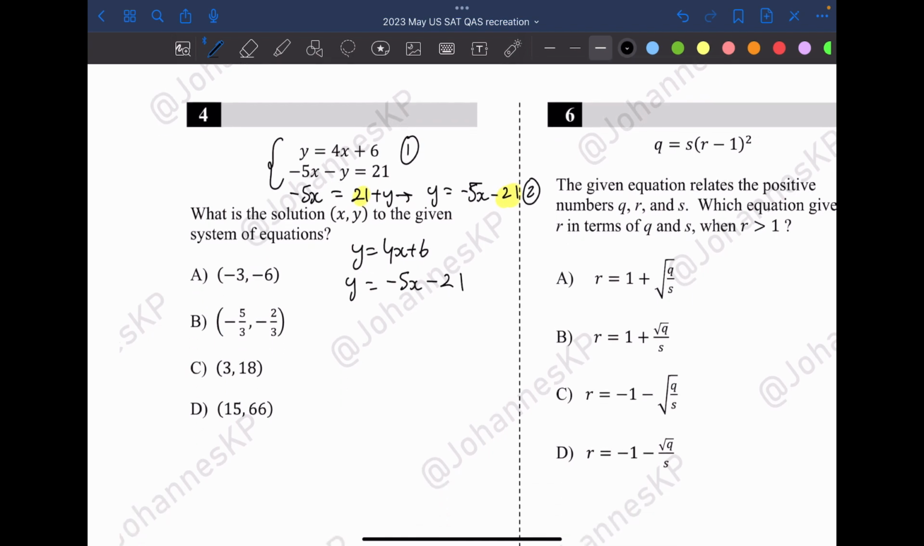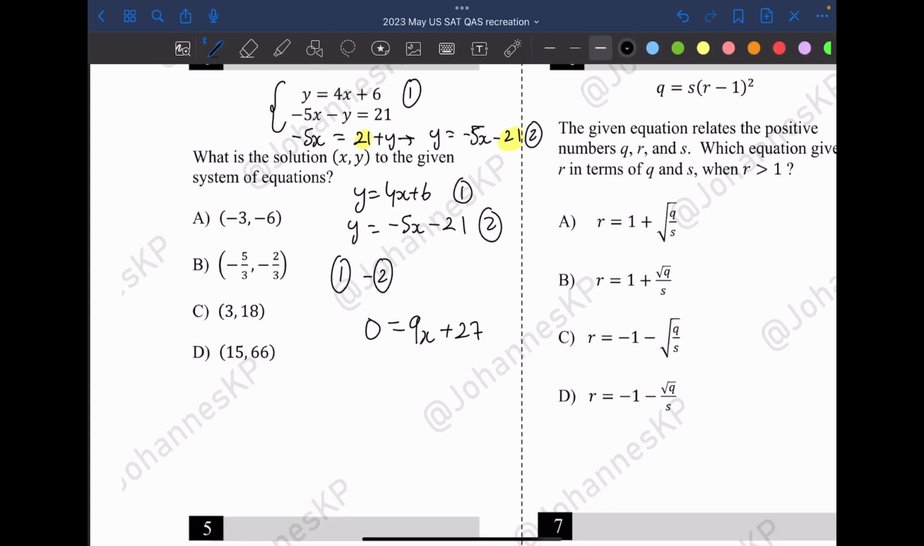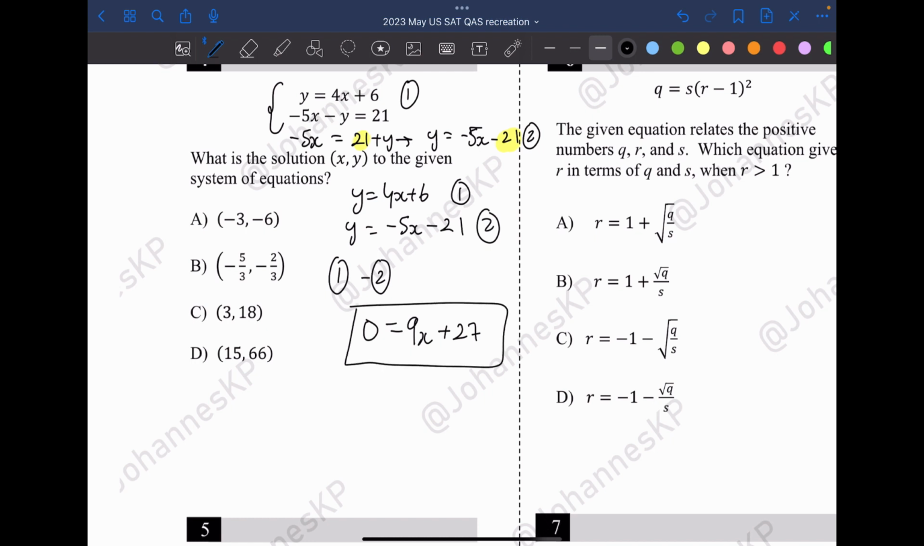Okay, if we actually solve these, let's subtract both equations. So equation 1 minus equation 2. This will give us 0 is equal to 4x minus negative 5x is 9x, because two negatives make a positive. 6 minus negative 21 is plus 27, because once again, two negatives make a positive. So we know that this is now true. Let's solve it. Let's bring 27 to the other side. It would be negative 27, and divide both sides by 9. So x is equal to negative 3.